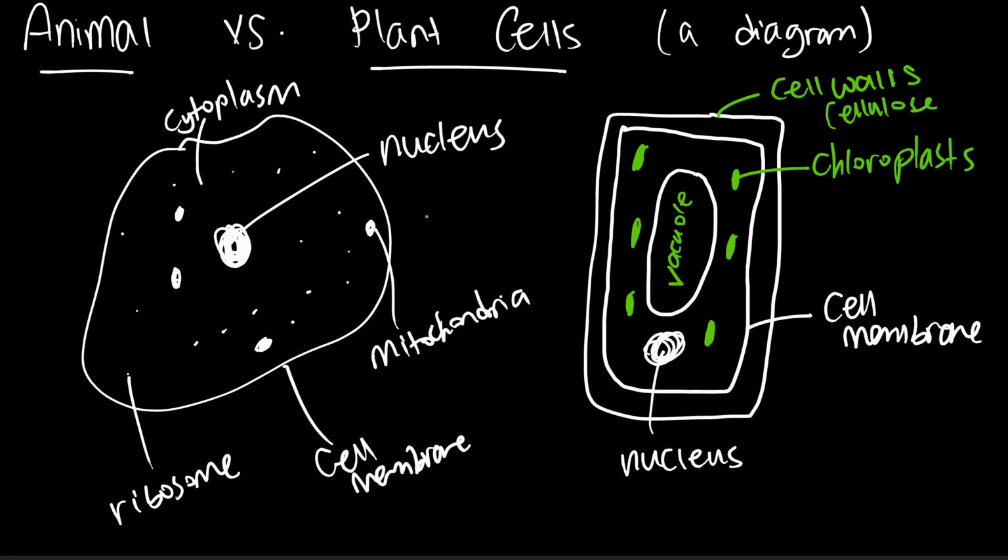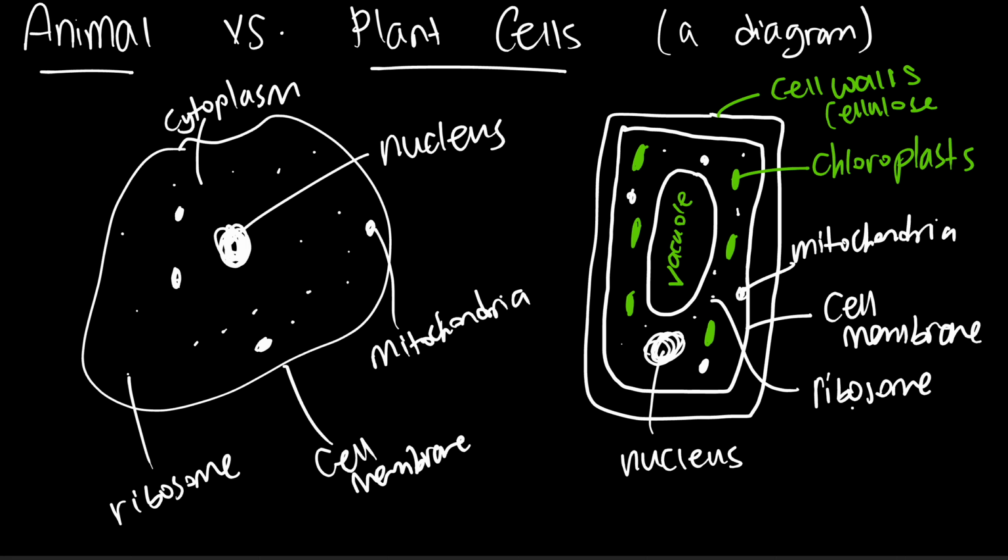Mitochondria is going to be in both, so I can draw them on, and basically these organelles are going to look the same on both. So we're going to have our mitochondria, which is where our respiration takes place. We're going to have our ribosomes. Ribosomes are just going to be tiny dots. That's how you identify them in your diagram. Ribosome, where protein synthesis occurs.